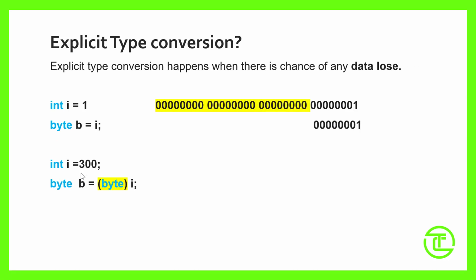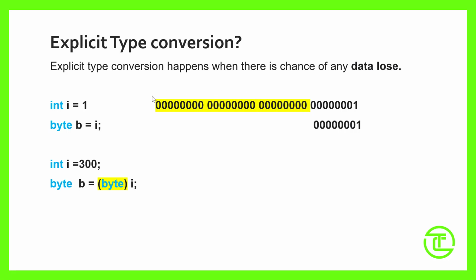Let's talk about explicit type conversion. In this, conversion happens explicitly because there is a chance of data loss, and also the types are compatible in it. For example, you have integer type variable I is equal to 1 and I am storing I to b, which is of a byte type variable. We know that we cannot store 4 byte of data into 1 byte of variable because we will lose other 3 bytes. You can see the highlighted one, and the data loss will happen. This is called explicit type conversion.